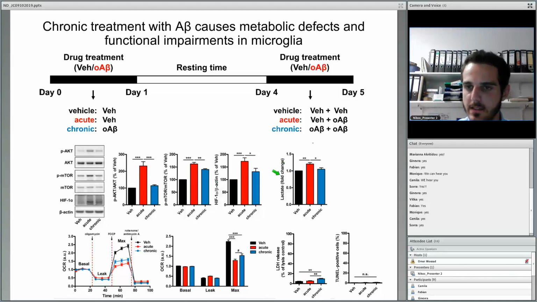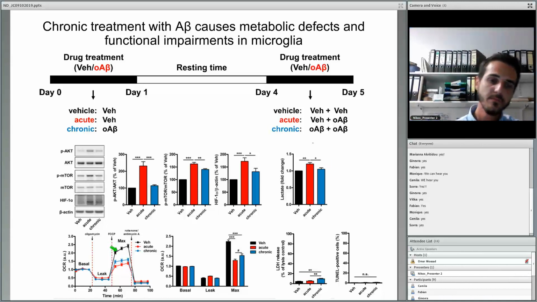Glycolysis, measured now by the lactate release in the medium, is again increased only after the acute phase, while this chronic phase is similar to the vehicle control. So we've seen before that oxidative phosphorylation is going down when you get exposure to this pro-inflammatory stimulus, the A beta exposure, and glycolysis is going up. Now in this chronic model, we don't have the glycolysis increase, so they just speculated that it shifts back to oxidative phosphorylation. They don't respond anymore to the oligomeric A beta.